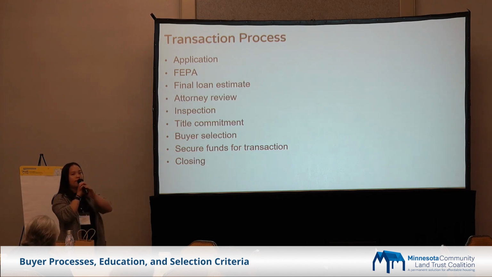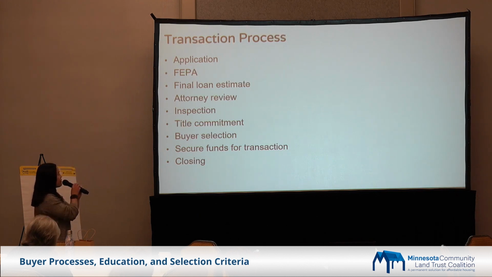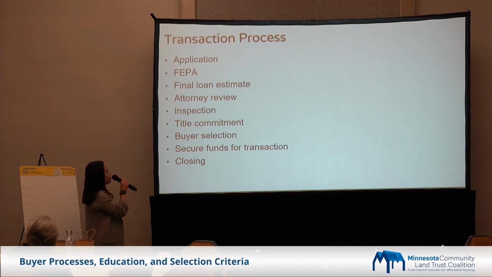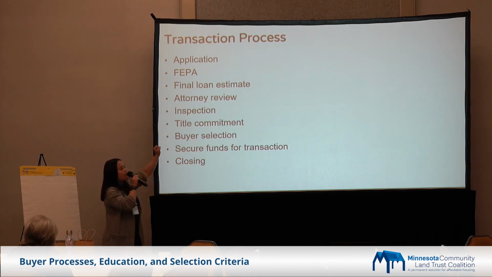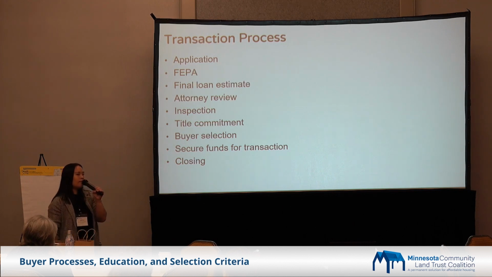And then they also have to do that attorney review prior to closing, as well as an inspection. We don't require an inspection, but we highly recommend it to our home buyers, but it is not required. And then we also receive the title commitment. And then depending if there is one of those resales or direct sales, we'll do a buyer selection. We'll talk more about the criteria for that later on. And then along with that, we'll also secure funds for the transaction. So if we're providing the affordability grant for a home buyer initiated house, we will do the disbursements and request the funds prior to closing date and then close.